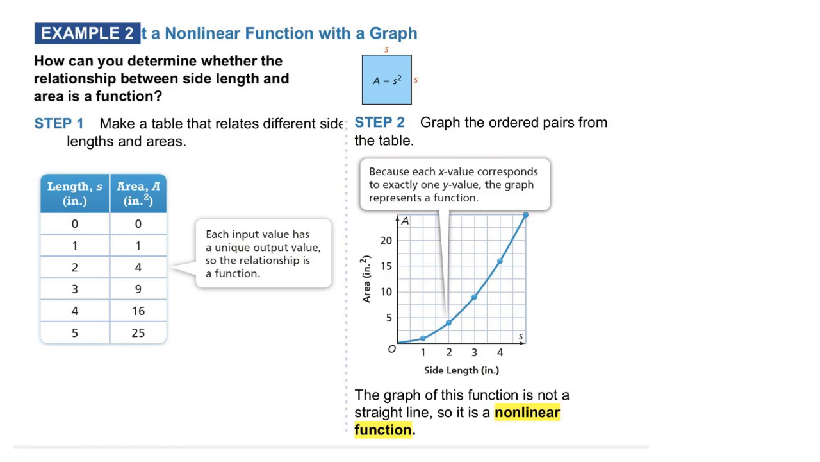All right, we are on example number 2 on page 173. And I just want to remind you that this lesson is all about different representations of functions. So far, we have done bar diagrams.